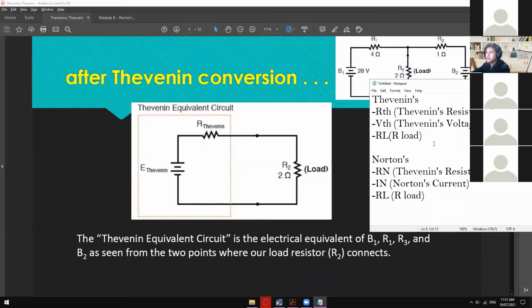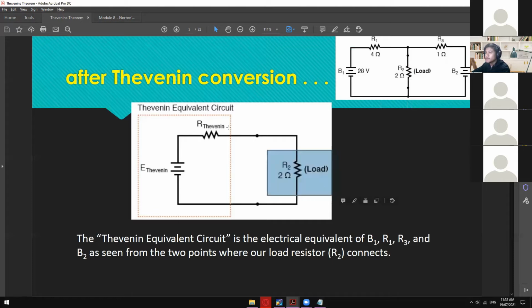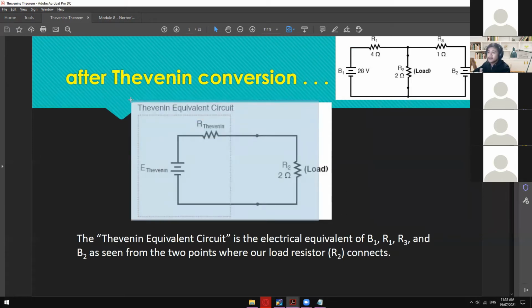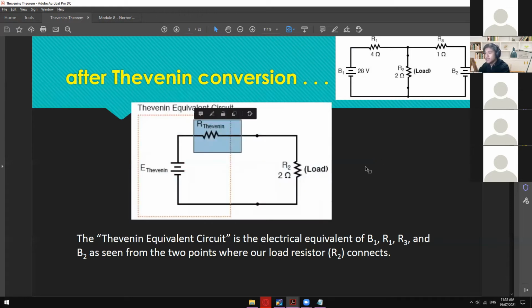Going back to our terminologies, the ones that we are solving when it comes to Thevenin's theorem are the RTH, VTH, and the RL. RL is already given, so no need to solve for that one. But for the RTH and the VTH or ETH, those are the things that we need to calculate. Once you have the values of RTH and the ETH, you can now have this one as your final circuit for the Thevenin equivalent circuit. From here, you can calculate the current flowing on R2, the current flowing on R Thevenin, the total current, the voltage drop on this one, the voltage drop on this R load, and so on and so forth.